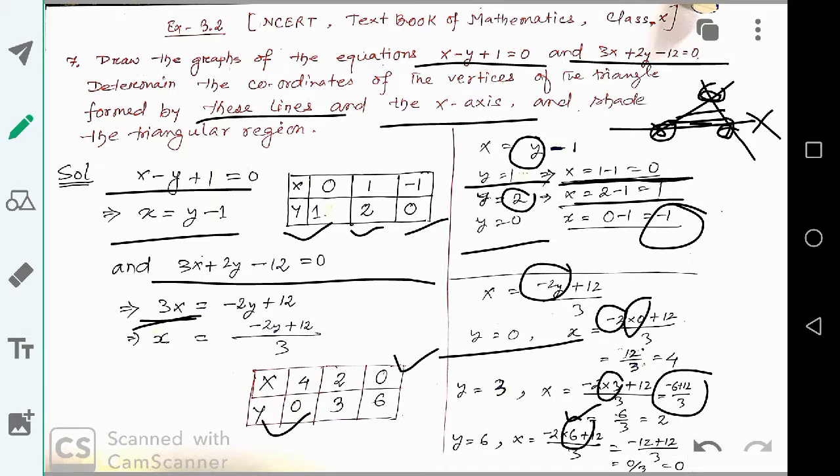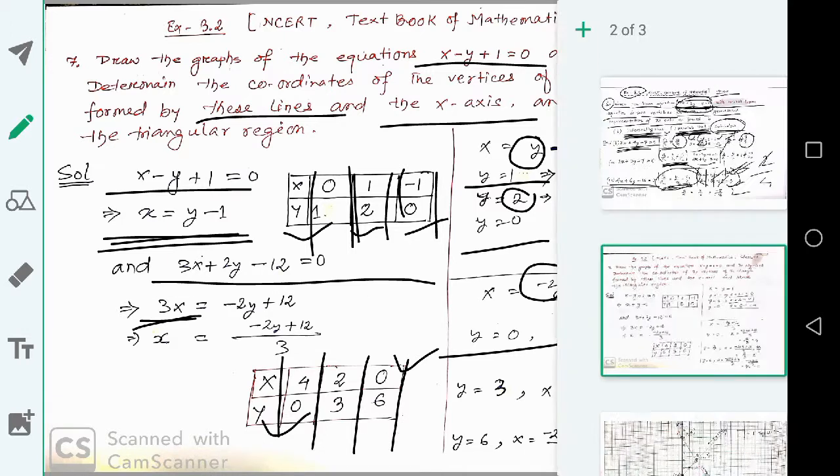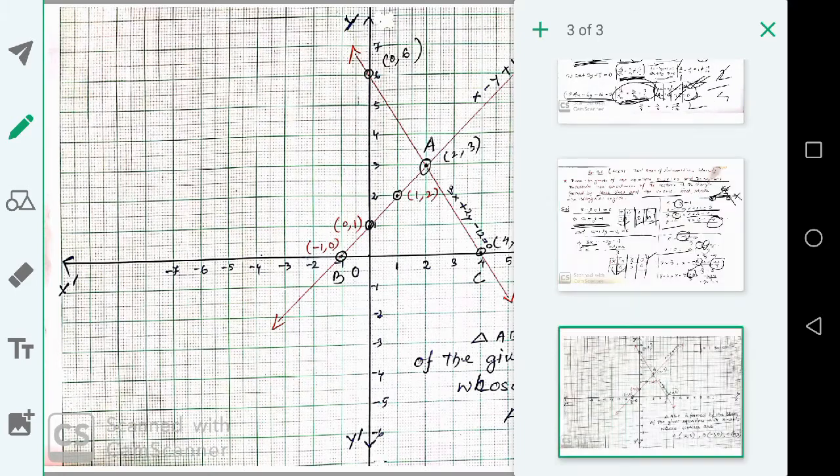Now let us put these 3 points on a Cartesian plane. Then let us join them with the help of a scale in order to obtain the graph of this equation. We will plot these 3 points on the Cartesian plane and then draw the graph of this equation. Let me show you how to do that. Okay, this is the graph.